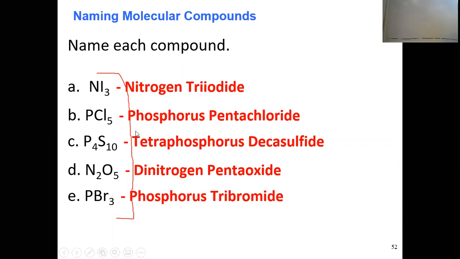Okay, so there's one phosphorus, so I did not include the mono because the phosphorus is first. And I put the penta in front of the chlorine because there are 5 of them, and I changed the ending of my chlorine to ide, right? Because that last element that we list, we're only going to use the root of the element name, and we're going to add the ide ending to it. Okay, so hopefully the rest of these then make sense to you.